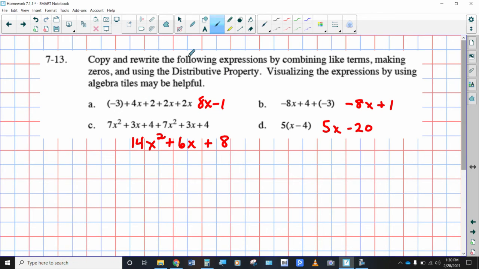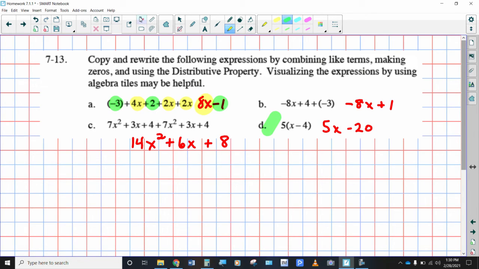All right, copy and rewrite each expression by combining like terms, making use of zeros, and using the distributive property. All right, so this first one, I'm going to highlight all of my x terms, 4x, 2x, and 2x. All of them combined make 8x. And then when you add the -3 and the +2 together, you get your -1.